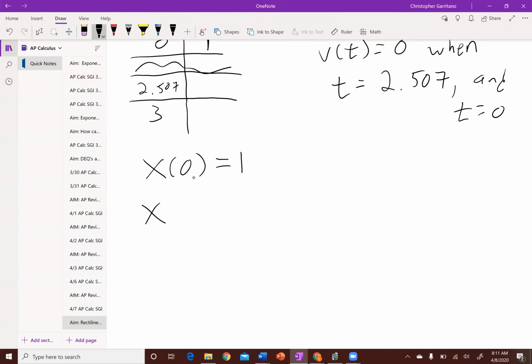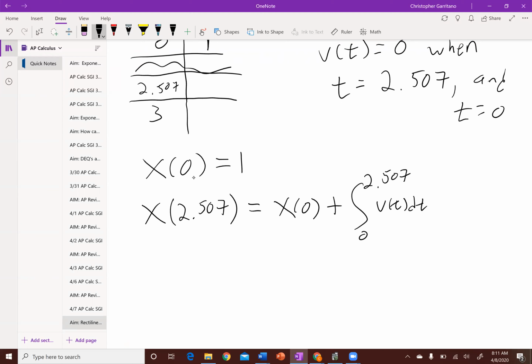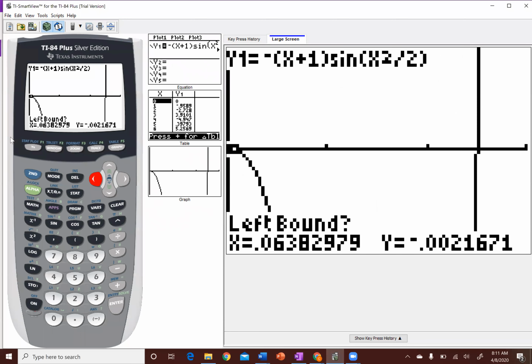Well, this is where it's useful to understand that if I take the initial position and I integrate my velocity from 0 to some time period, this will give me my new position. So I take an initial position and I add to it the net distance traveled. And I will get my new position at 2.507. So I'm just going to use my calculator to evaluate that.